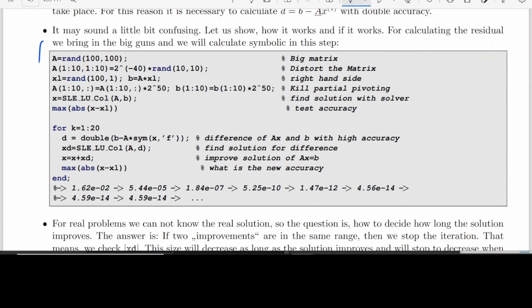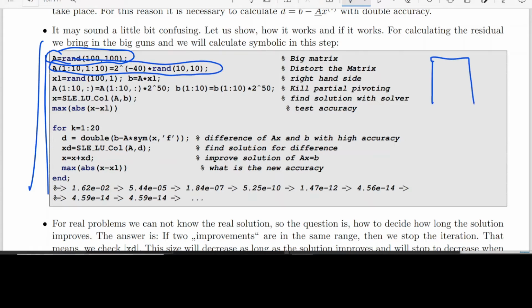And here we have an example. Let's use a 100 by 100 matrix. Let's disturb the 10 block as we have done before a lot of times. In this block, we exchange the numbers with very small numbers close to 0. And then let's choose a solution and calculate the right hand side, so we know the correct solution in advance.